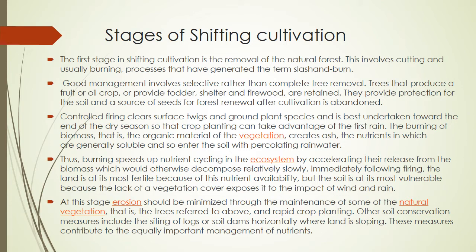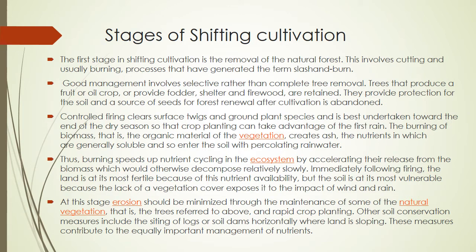Immediately following firing, the land is at its most fertile because of its nutrient availability. But the soil is at its most vulnerable because the lack of vegetation cover exposes it to the impact of wind as well as rain. So the advantage of burning is that it gains its fertility and nutrients. But the disadvantage is what? Whenever the soil is not covered with vegetation, erosion takes place because of agents like wind and rain.